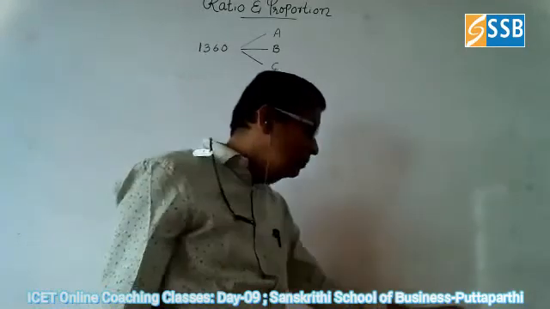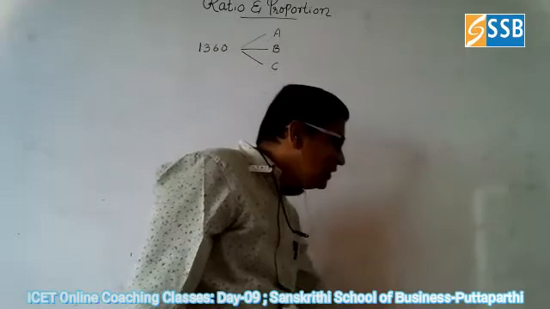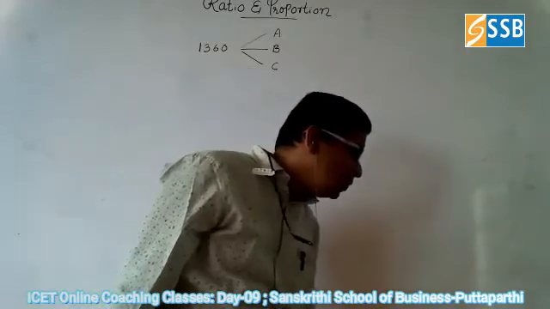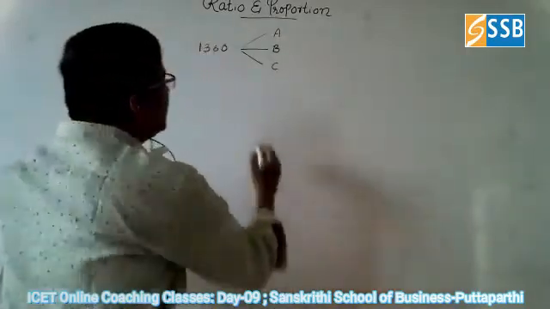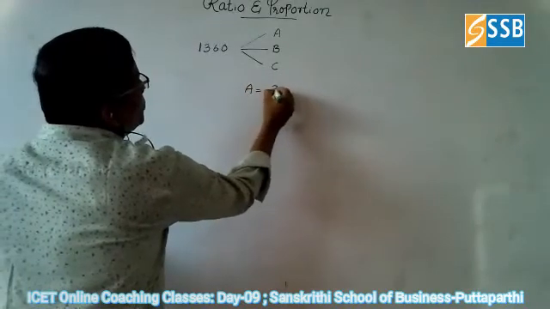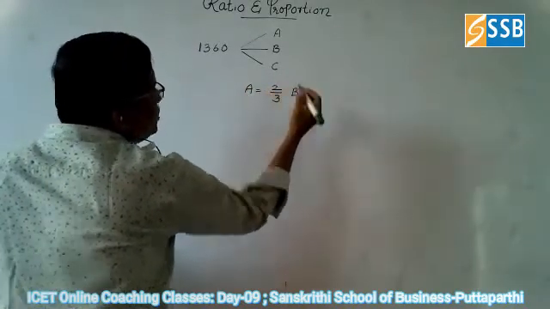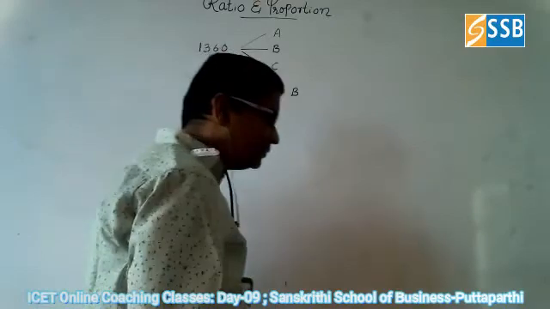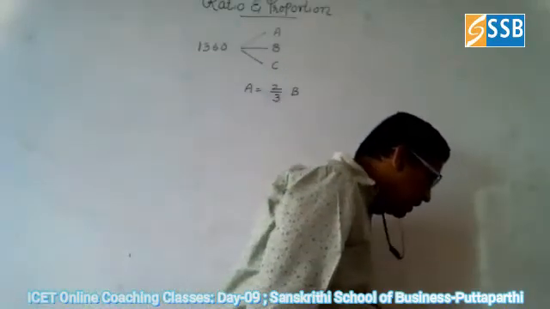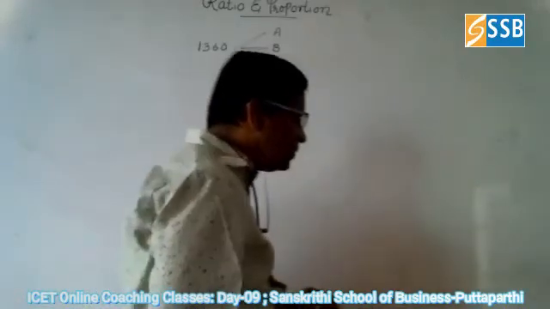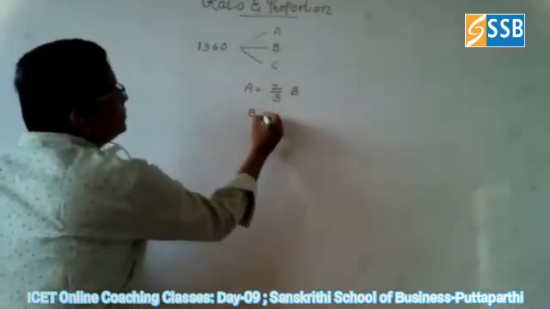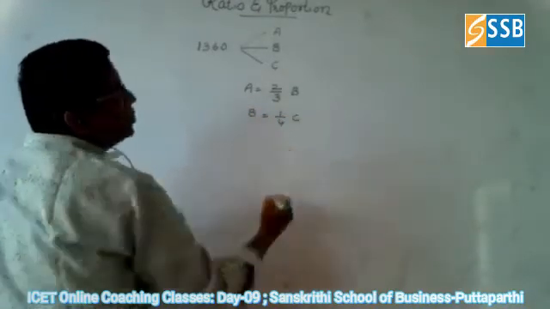You are dividing it in such a way that A gets 2/3 of what B is going to get, and B gets 1/4 of what C is going to get.